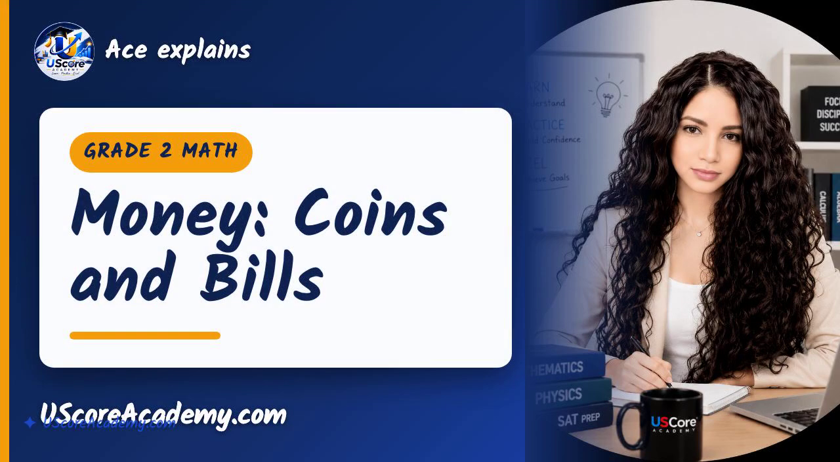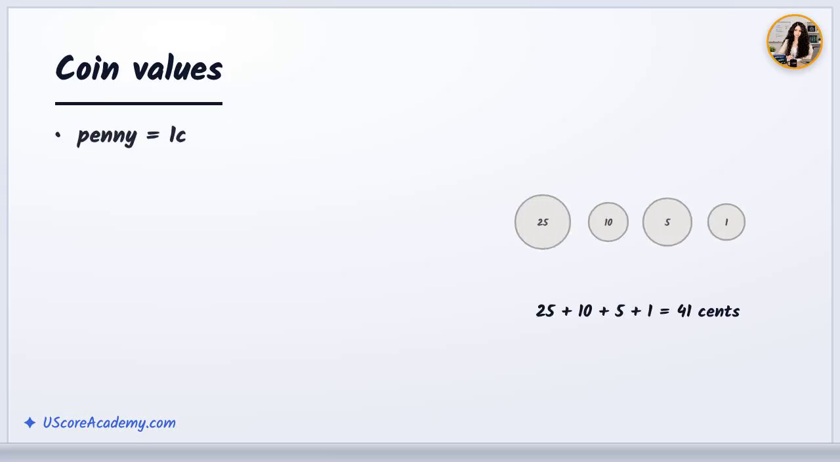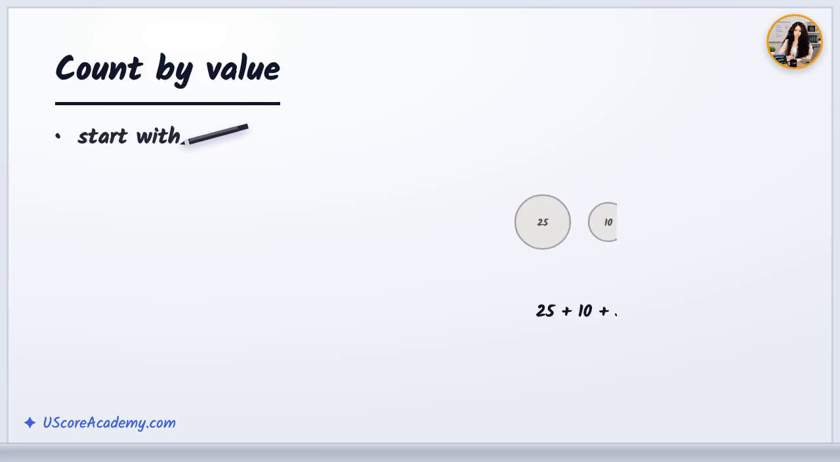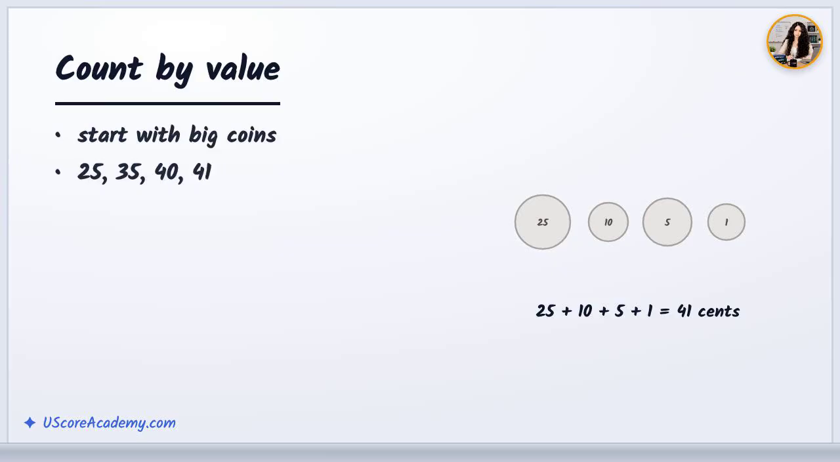Let's learn money, coins, and bills together, step by step. Each coin is worth a different amount. A penny is 1 cent, a nickel is 5 cents, a dime is 10 cents, and a quarter is 25 cents. To count money, start with the biggest coins. Then skip count by each coin's value.